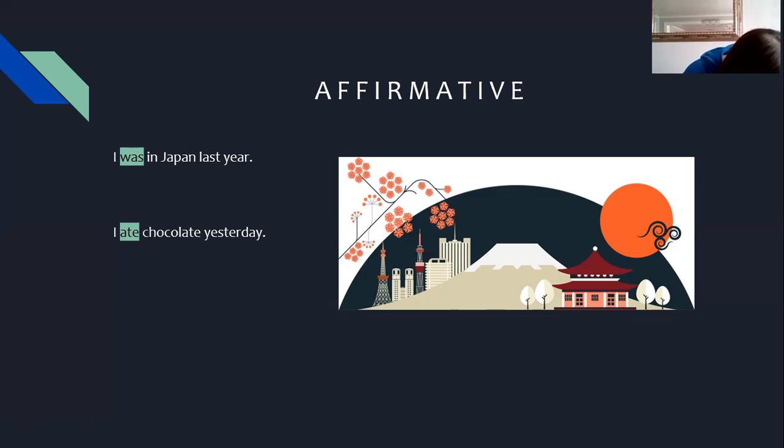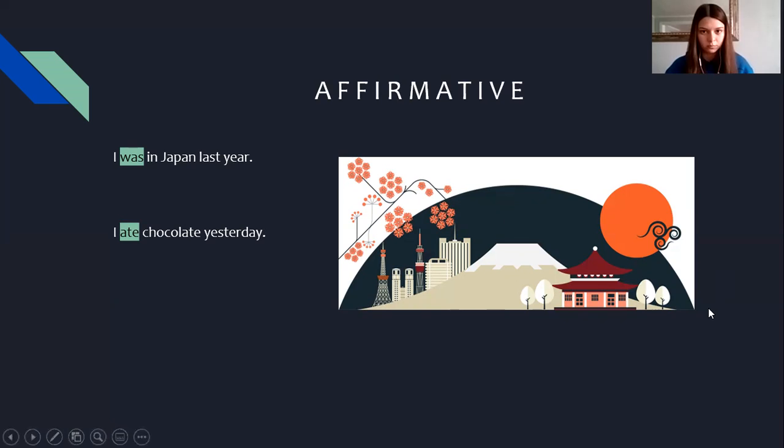And then the next example is in relation to the irregular verbs. I ate chocolate yesterday. In this case, ate is the past form of eat. So we just have to change it. Here you have to forget about the -ed endings because we are not going to use them.